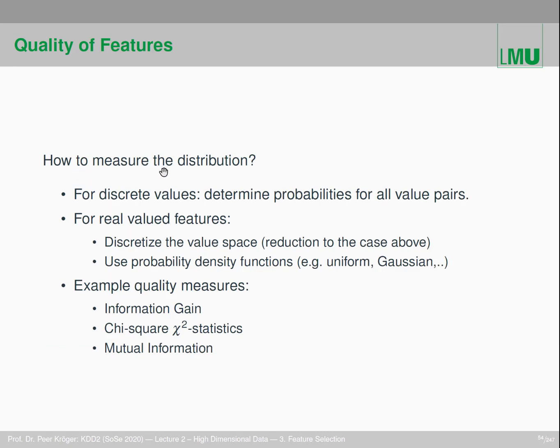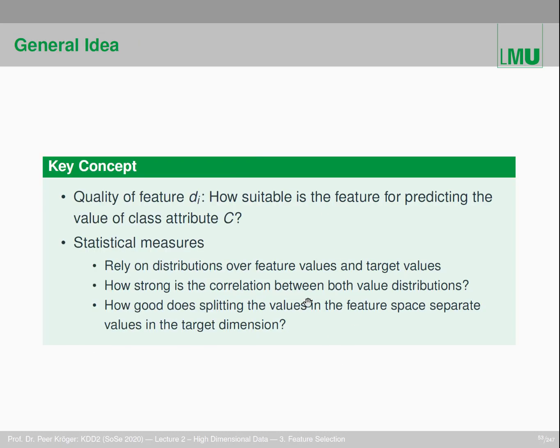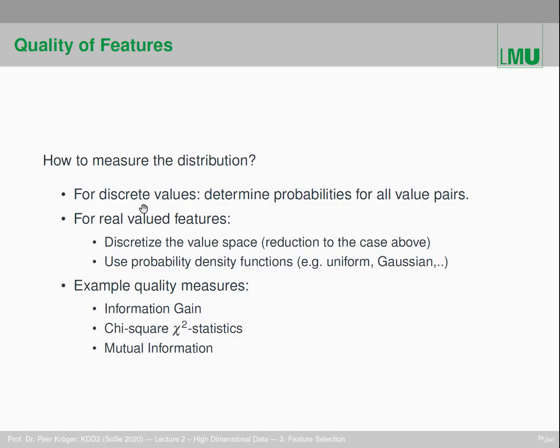So how to measure the distribution? So we want to compare the distribution over a given feature and the target feature, the target attribute. So how to measure those two different distributions? Well, for discrete values, you just determine probabilities for value pairs. That's easy to do. For real features, you can of course discretize the value space, then you are again in this discrete case, or you can use probability density functions like Gaussian distributions, which is typically what you do.